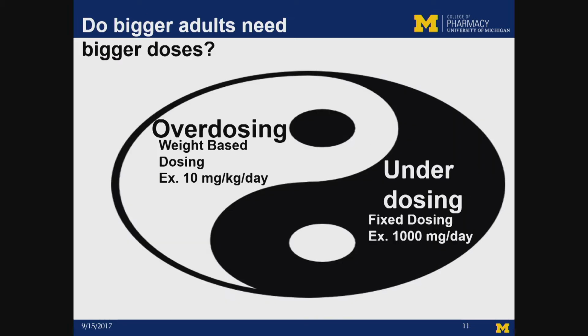So the question at hand is really, do bigger adults need bigger doses? And so conceptually, overdosing is likely when you use weight-based doses, because using the same milligram per kilogram dose across a body distribution can lead to computation of much higher doses. The opposite is true with fixed dosing. Using the same dose across a population can have the opposite effect of leading to lower exposures in larger individuals. And so it's really balancing these two dosing paradigms that we have to consider on a drug-by-drug basis.